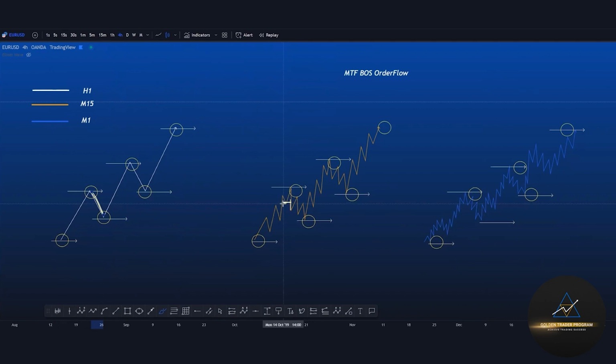Why? Because there's a change of character on the 50-minute time frame, and you can look for sells, and you can sell it all the way down towards a point of interest, towards where your technical analysis is going to indicate where price is likely going to reverse from.